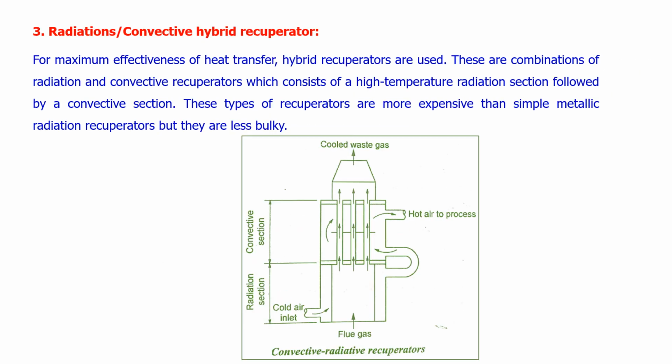Third type is convective hybrid. For maximum effectiveness of heat transfer, hybrid recuperators are being used nowadays. It is a combination of radiation and convective recuperators, that is, the above said two methods. It consists of a high temperature radiation section followed by a convective section. But this is more expensive than the simple metallic type. But it is less bulky. That is the advantage of this one.